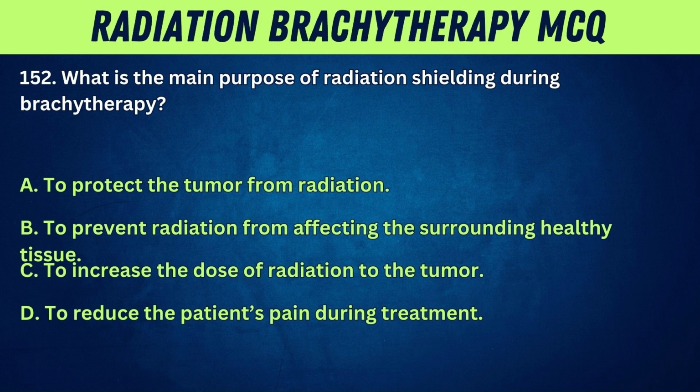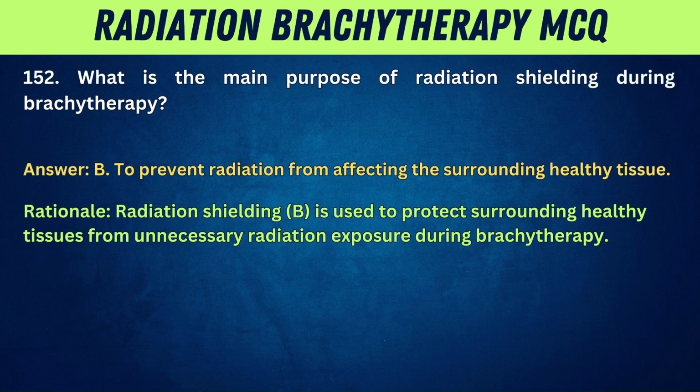152. What is the main purpose of radiation shielding during brachytherapy? A. To protect the tumor from radiation. B. To prevent radiation from affecting the surrounding healthy tissue. C. To increase the dose of radiation to the tumor. D. To reduce the patient's pain during treatment. Answer: B. To prevent radiation from affecting the surrounding healthy tissue. Rationale: radiation shielding, B, is used to protect surrounding healthy tissues from unnecessary radiation exposure during brachytherapy.